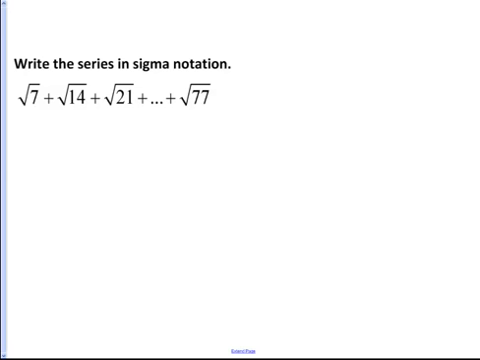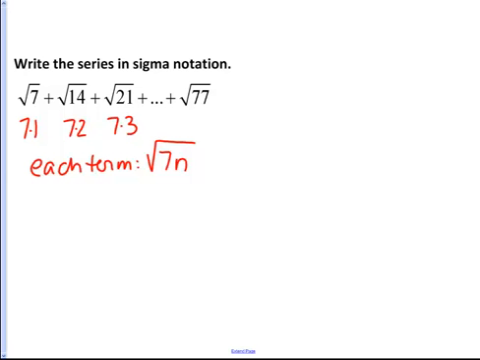Another one where the formula should be fairly obvious. Notice that underneath the radical we have multiples of 7. 7 times 1, 7 times 2, 7 times 3. So that'll give us an idea for the formula. If the first term is 7 times 1, the second term is 7 times 2, then each consecutive term, the nth term, is 7 times n.